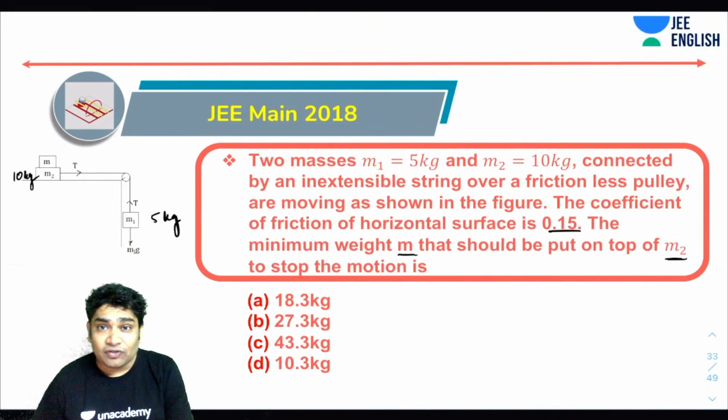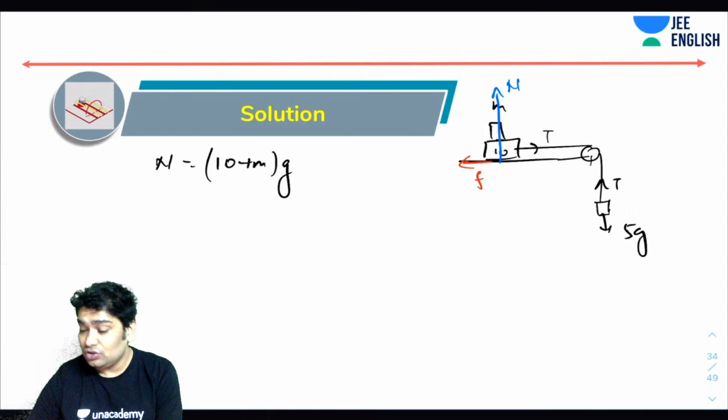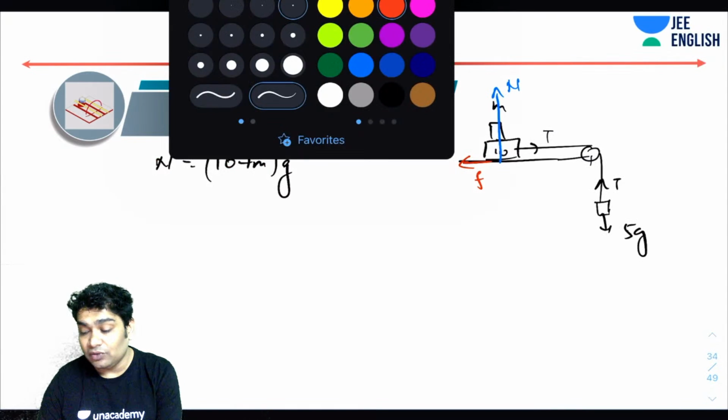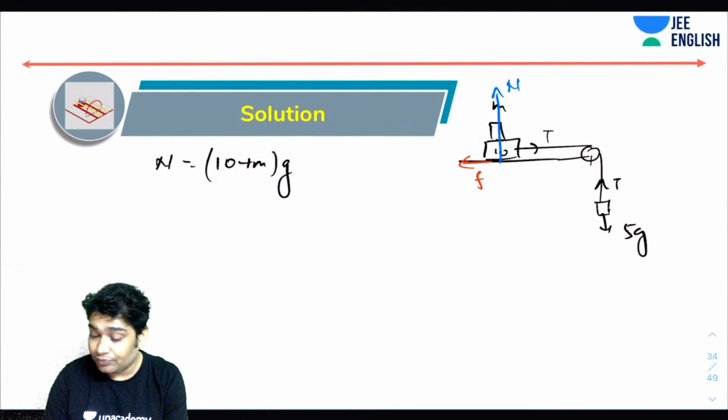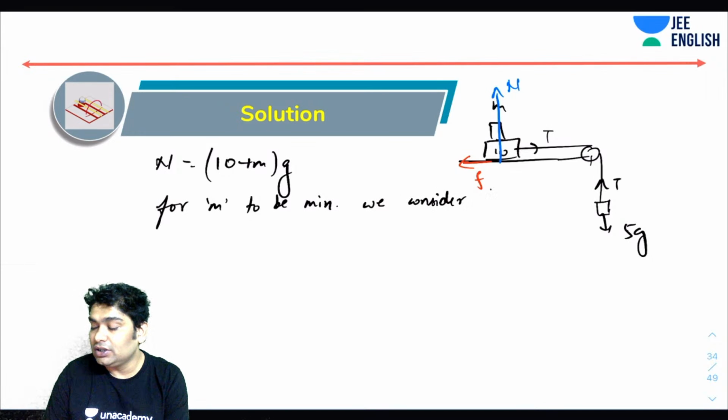Since you have to find the minimum weight M, for small m to be minimum, again you will go back to the just slipping condition. For small m to be minimum, we consider the just slipping condition.